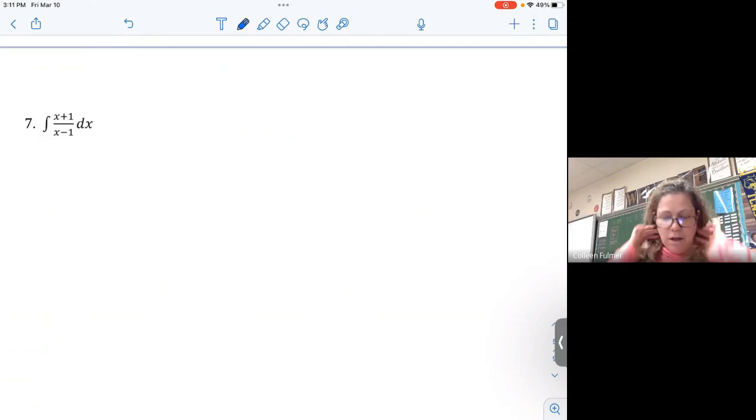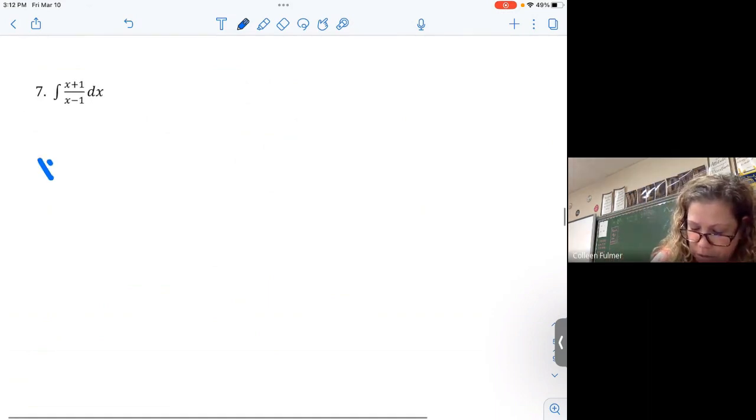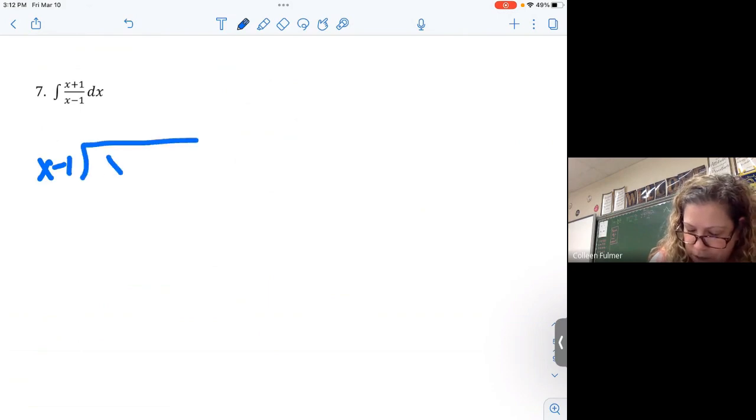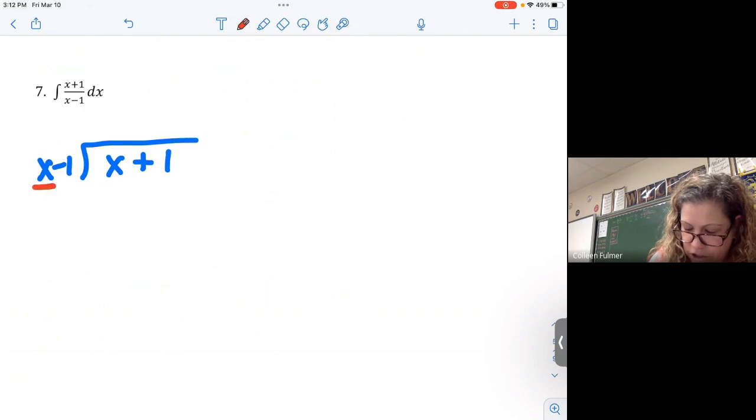All right. Uh-oh. Houston, we have a problem. It's not top heavy. The degree of the top and the degree of the bottom are equal. Have no fear, you can still do long division. So here's how we're going to do it. We're going to put the x minus 1 on the outside. We're going to put the x plus 1 on the inside. And again, I do my division just like normal.